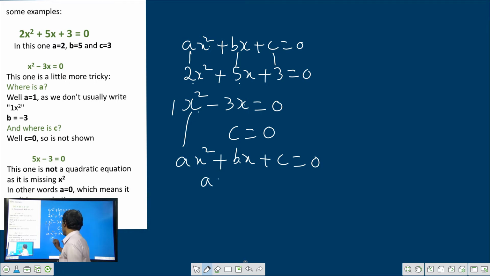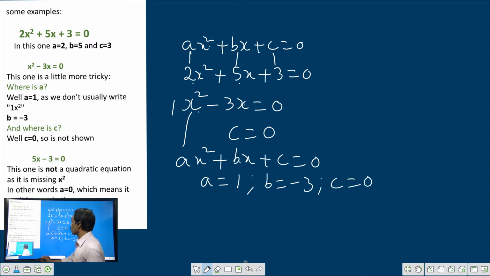I want to compare with the standard one. a is equal to 1, b is equal to minus 3, no constant term, c is equal to 0. That's what I am saying: a is equal to 1, b is equal to minus 3, c is equal to 0. This is a quadratic equation. So I am speaking of the values of a, b, c.